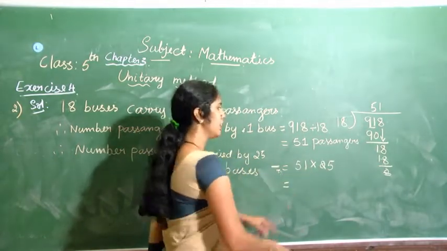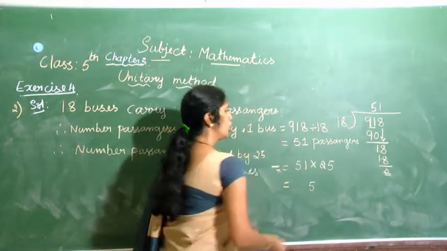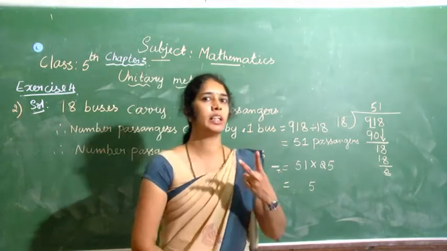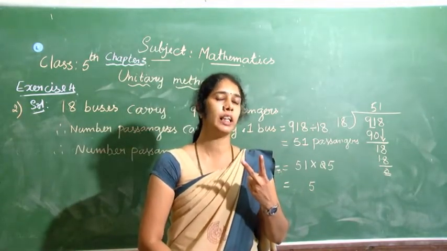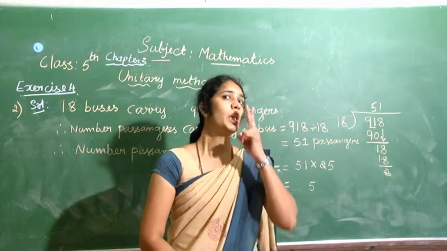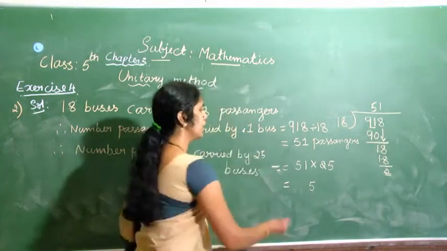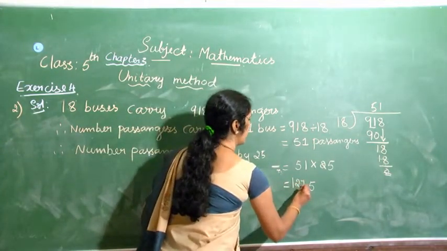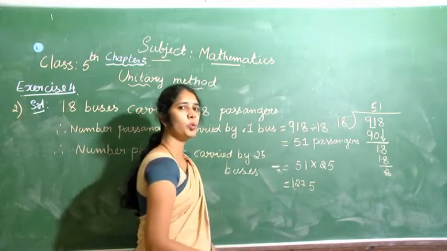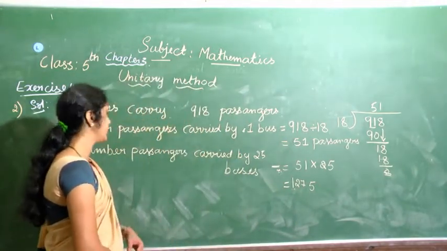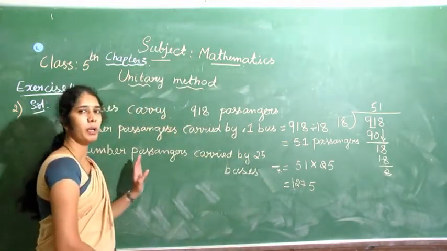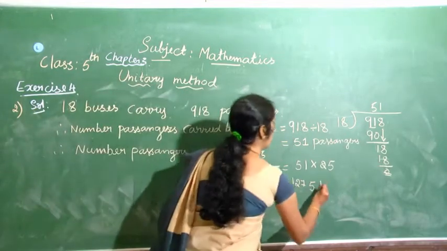25 ones are 25, 2 in hand. 25 fives are 125, plus 2, 127. So 1275 passengers can be carried by 25 buses.